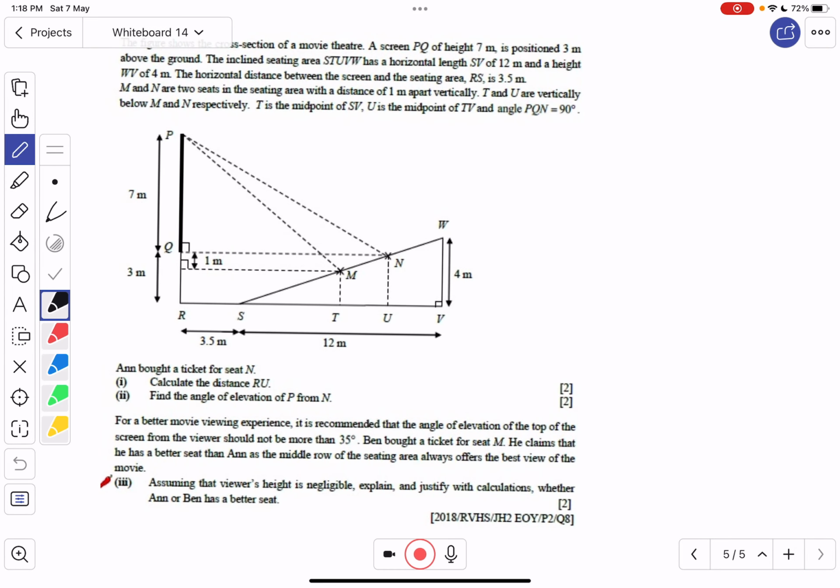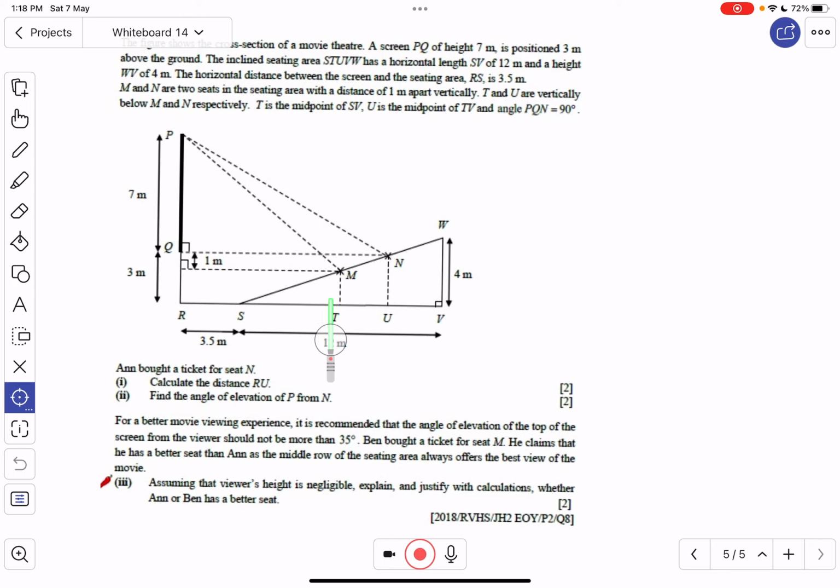Okay, so for this question, we have the following context: PQ is of height 7 meters, positioned at 3 meters above the ground. The inclined seating STUVW is like those grandstand, stadium or cinema seats, where you have the lower seat all the way to the higher seat. It has a horizontal length of SV equal to 12 and a height of 4 meters.